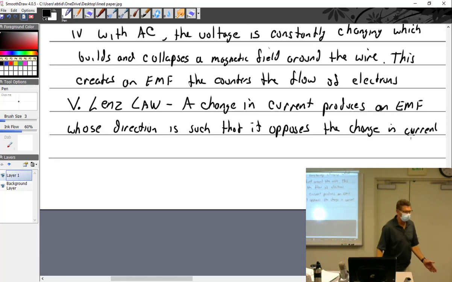So to say it again, and I said it before, what's happening is this current is coming in. That is a change of current. It is building up. That change stops the change from happening. It's going to happen, but it delays it.